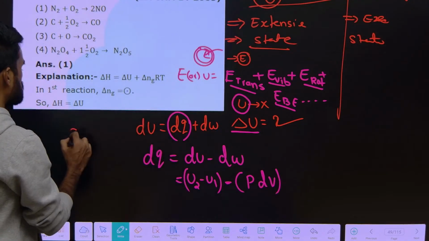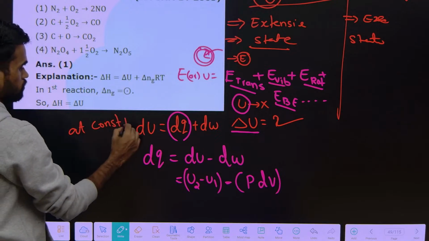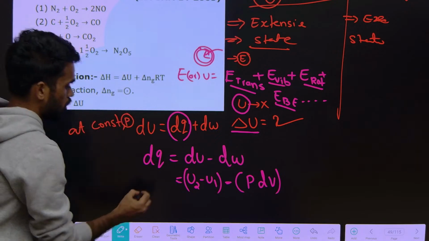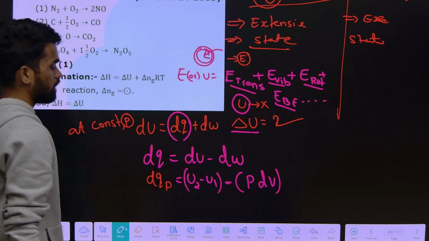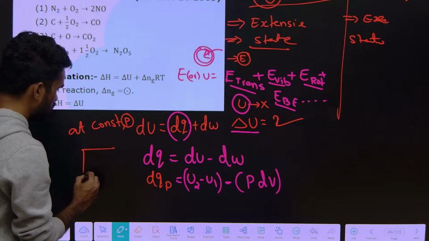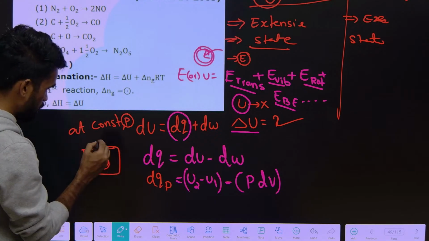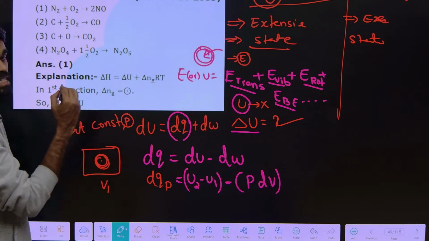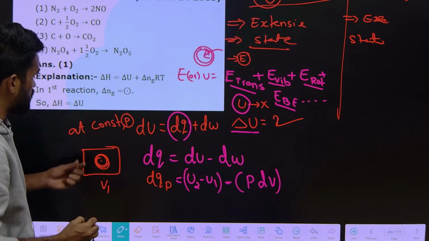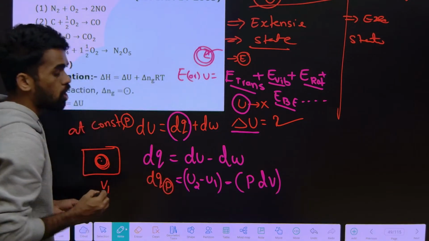So at constant pressure, it means the heat content of the system. For example, if this is a system having some heat energy associated with it, and I am measuring this value at constant volume, I can say it is its internal energy. But if I am measuring the heat content of the system at constant pressure, I should call it enthalpy.